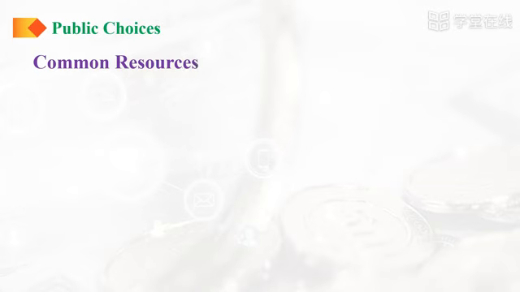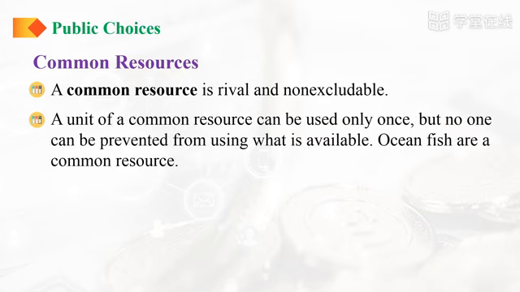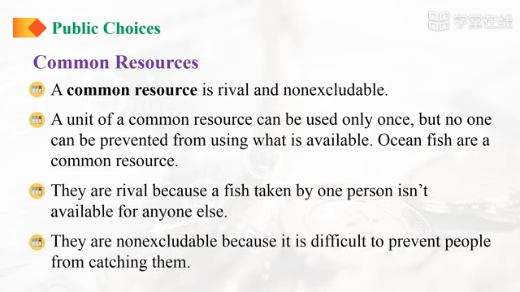In addition, a common resource is rival and non-excludable. A unit of a common resource can be used only once, but no one can be prevented from using what is available. Ocean fish are a common resource. They are rival because a fish taken by one person isn't available for anyone else. They are non-excludable because it is difficult to prevent people from catching them.